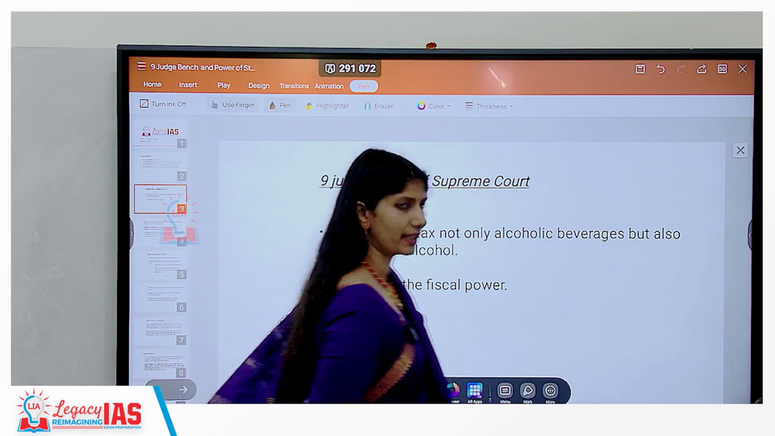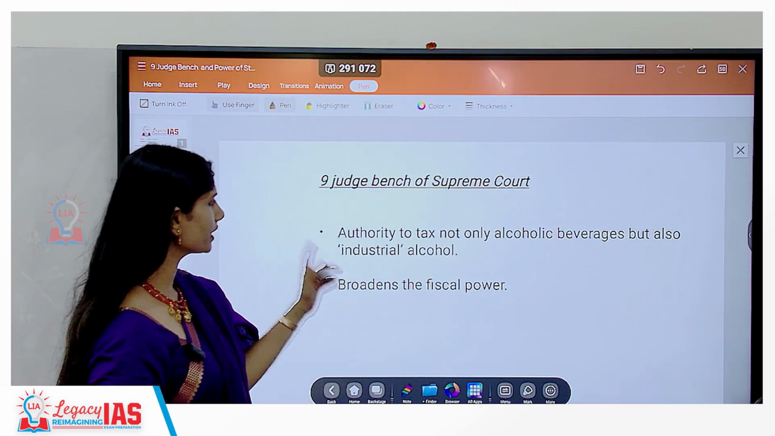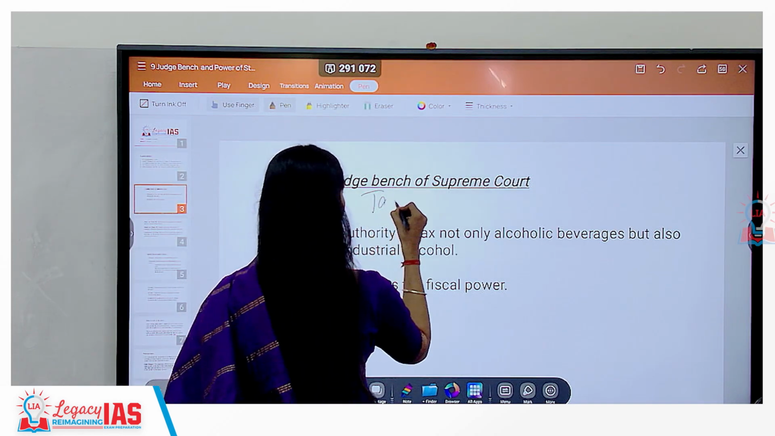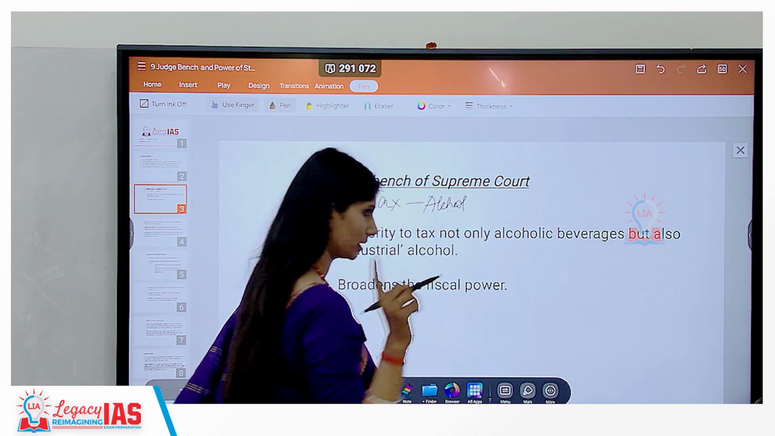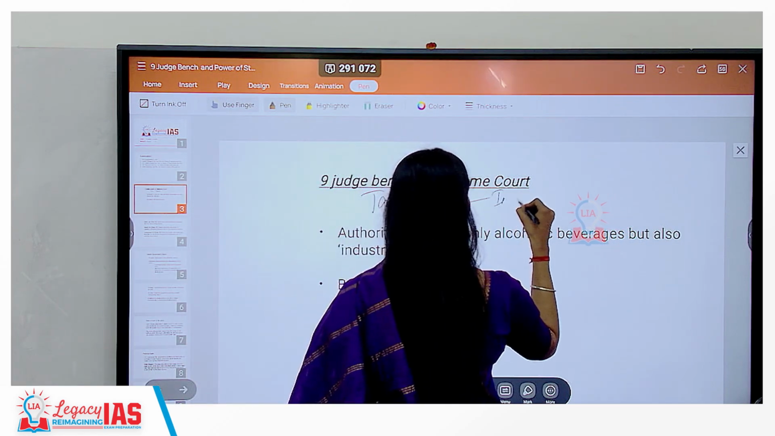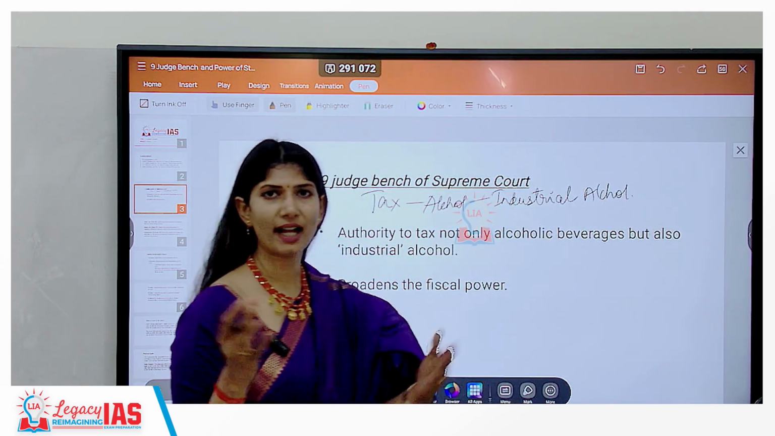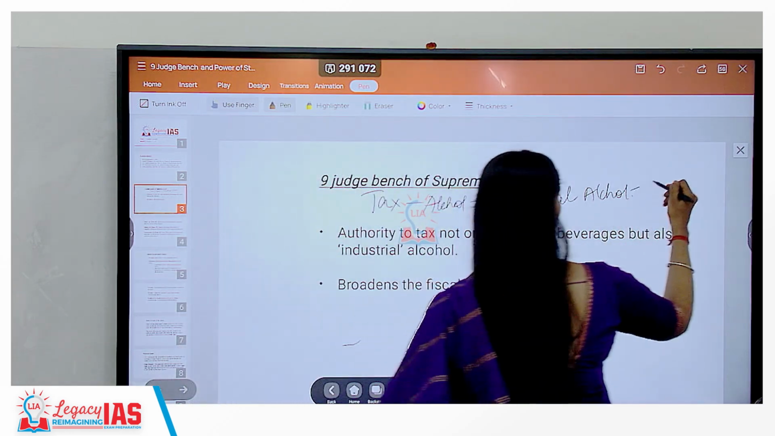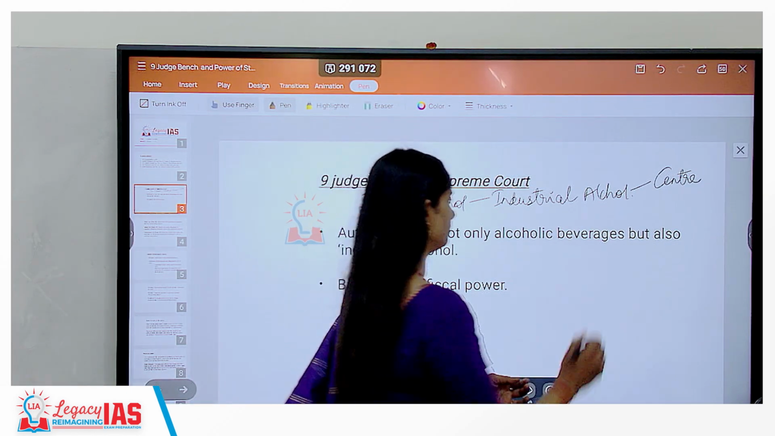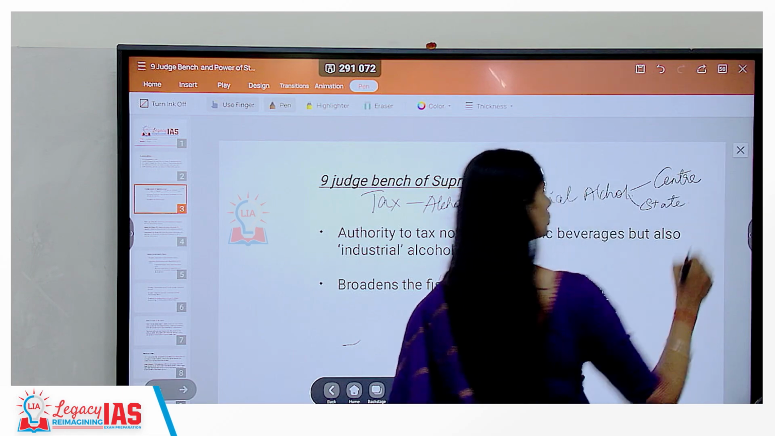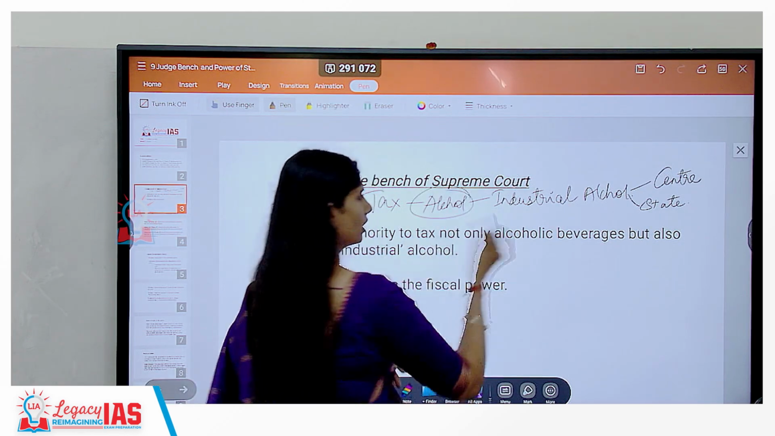The topic that has come up before a 9 judge bench is the authority to tax alcohol, but here it is industrial alcohol. Usually the taxation of industrial alcohol is by the center. The issue is a long standing battle: states are asking that the states should also be allowed to tax industrial alcohol, because they earn from alcohol.